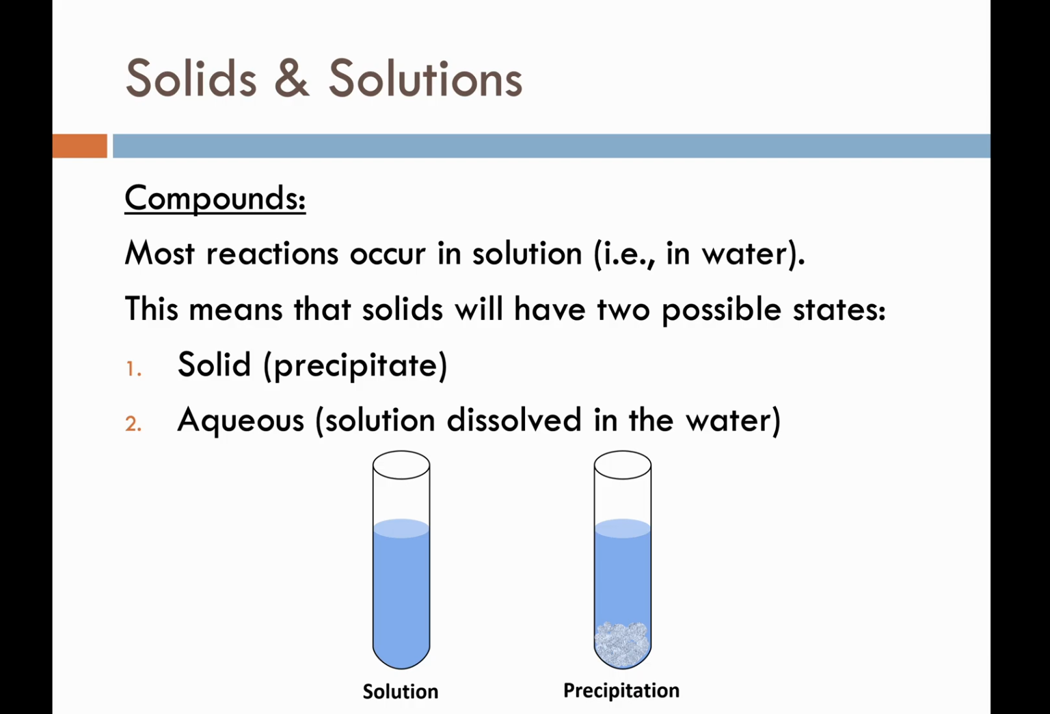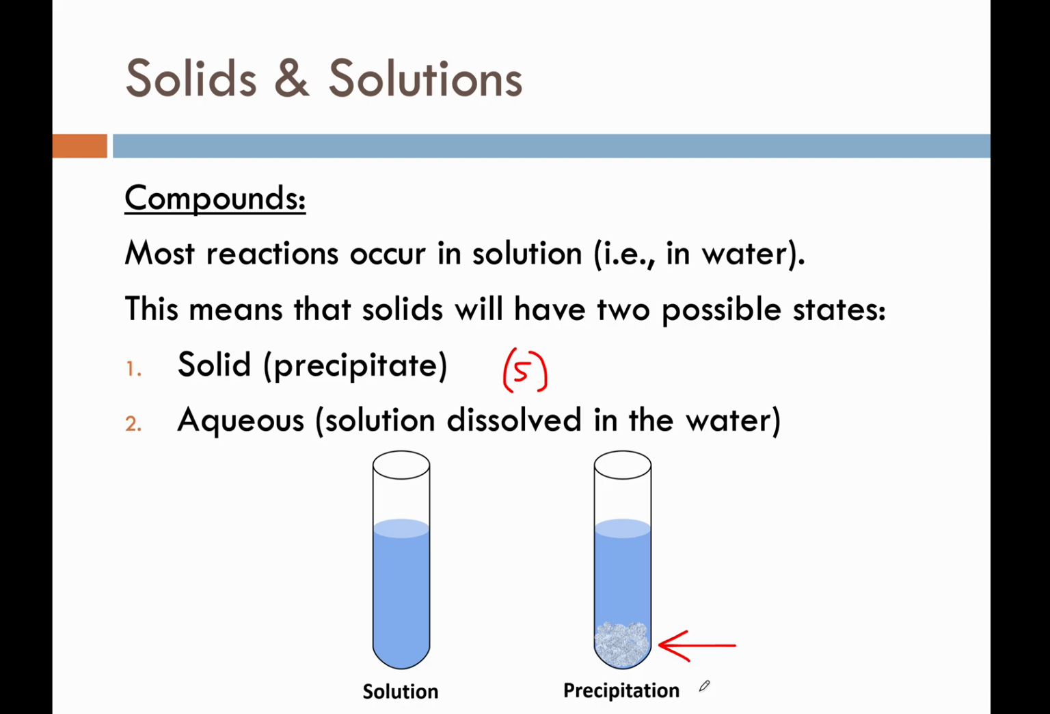The first option is they might be a solid or a precipitate. And if that's the case, we're going to use the symbol S in brackets like this to indicate that we have a solid precipitate. It looks like this picture here on the right. There'll be some sort of chunky stuff in the solution. Maybe it looks cloudy or like there's little sandy particles. So you'll see a solid thing in there. That's a precipitate, and we use an S in brackets to indicate we have a precipitate.